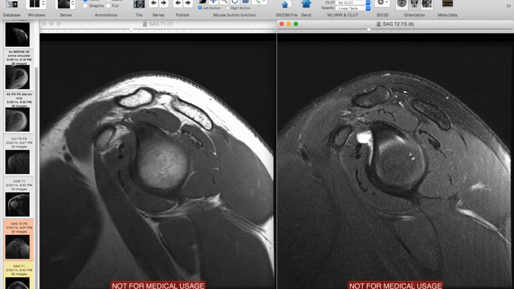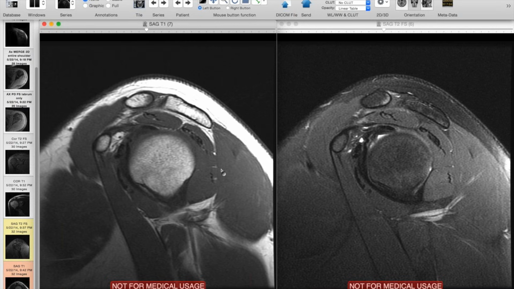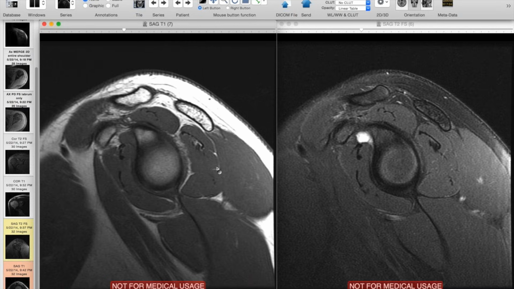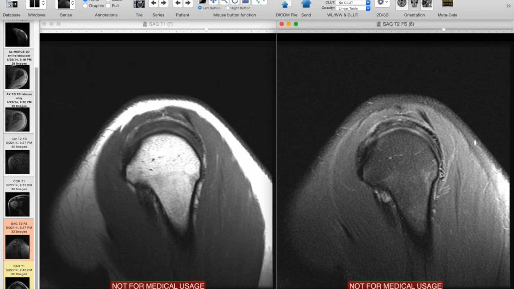Now, I mentioned the teres minor before. It's sort of low yield in that it doesn't get injured that often, but here on the T1 weighted images, you can see a fat plane partially between the infraspinatus and the teres minor here. So here's teres minor on the T2 weighted image, and you can follow that out again below the equator of the humeral head.